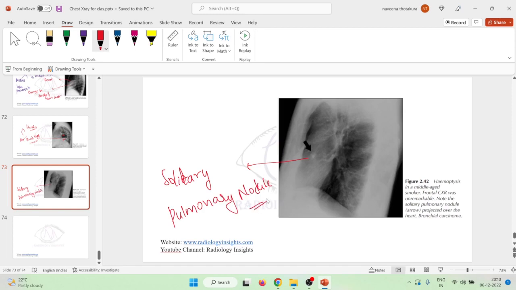Okay, so these are important X-rays and important things about the lateral chest X-ray. Thank you.